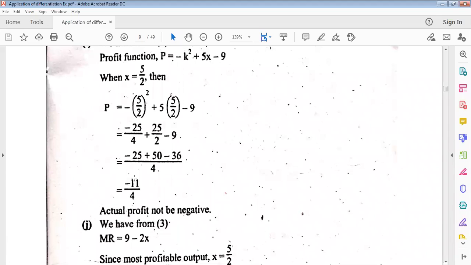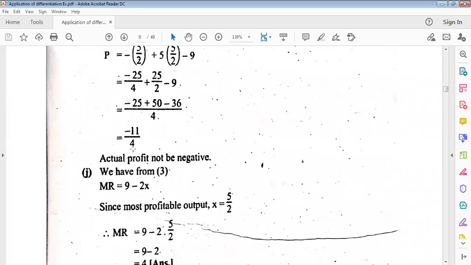Very interesting and very easy for you. So actual profit cannot be negative. Profit may never be negative. Profit may be 0, but can never be negative.